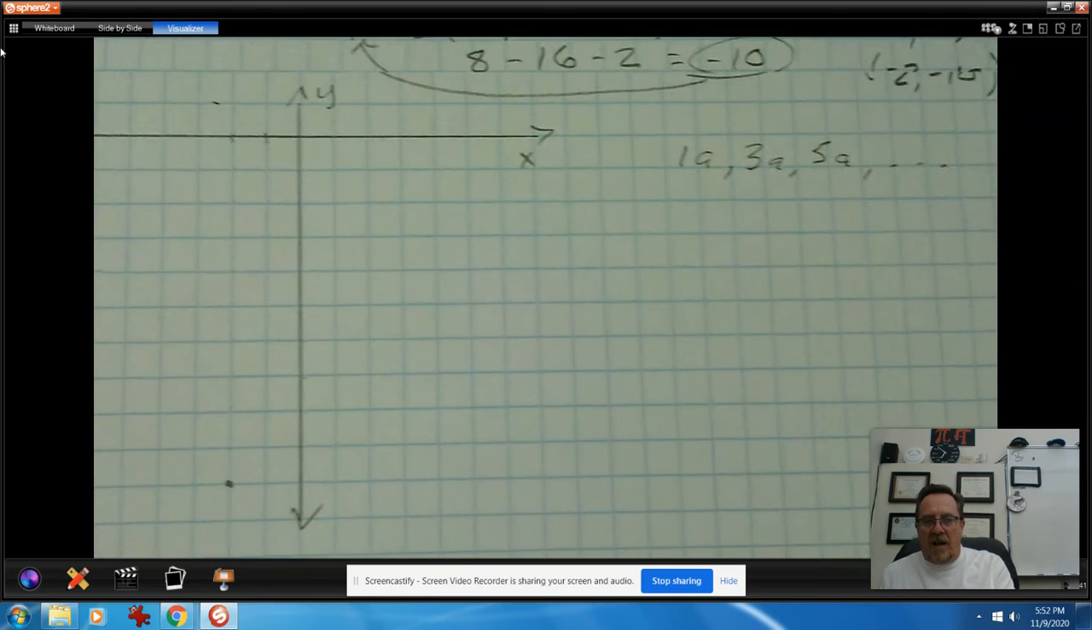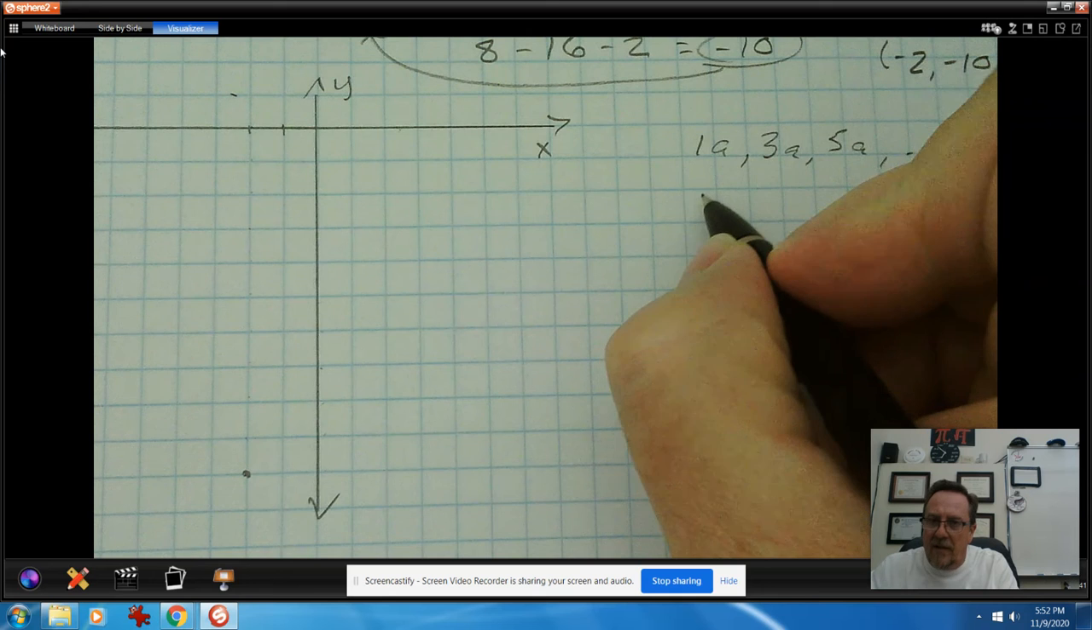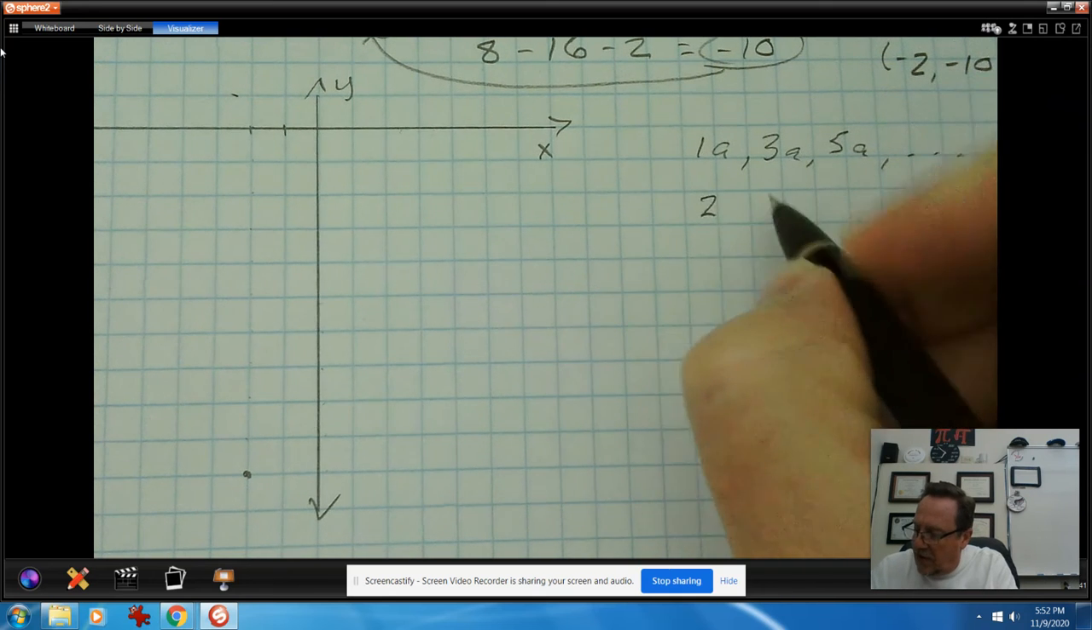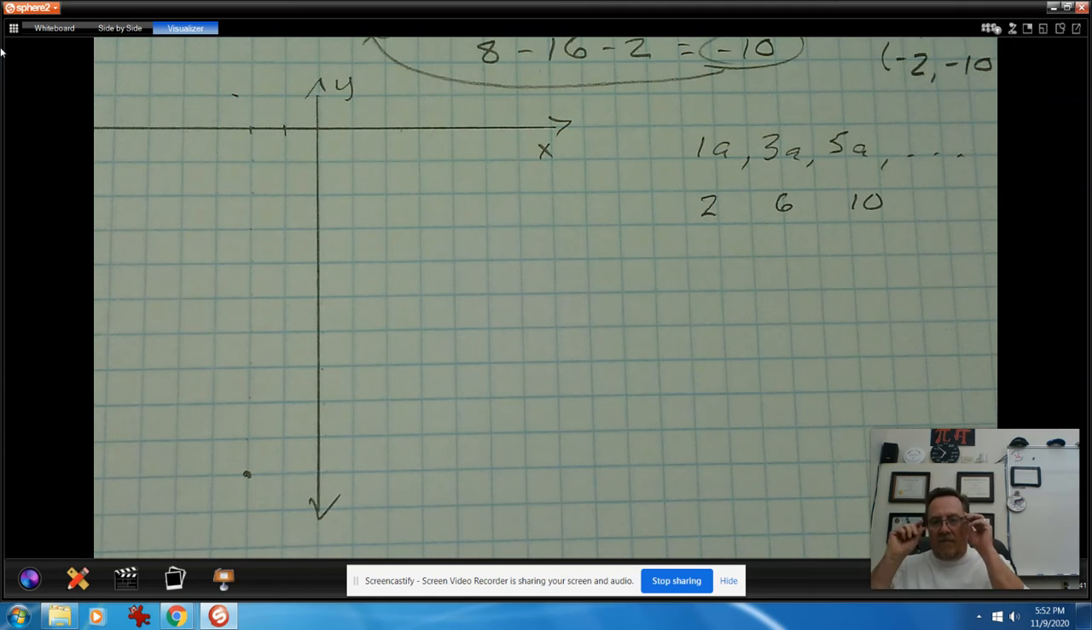So from my vertex, just like we were doing before, since A is 2, 1A is going to be 2, 3A is going to be 6, 5A is going to be 10. I may not get that far, but these are the places where my points would go. From the vertex, I always go over by 1. You're going to get tired of hearing me say that, but it's always over by 1 when we're talking about quadratics. You don't go over by any other number.